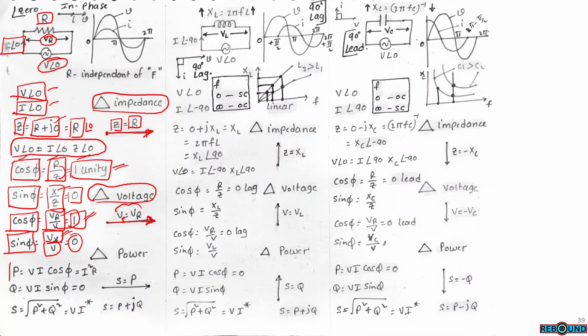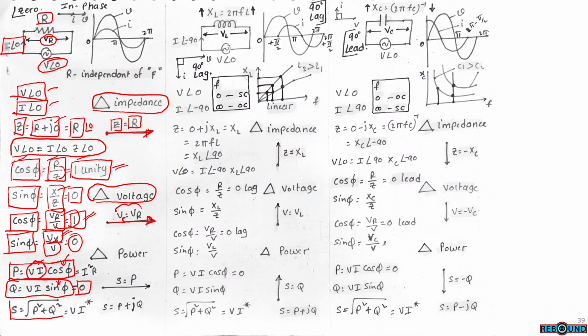Total power consumption P equals VI cos phi. Here cos phi is unity, so P will equal V into I. Q equals VI sin phi. The sin phi term is 0, so this total Q term will be 0.